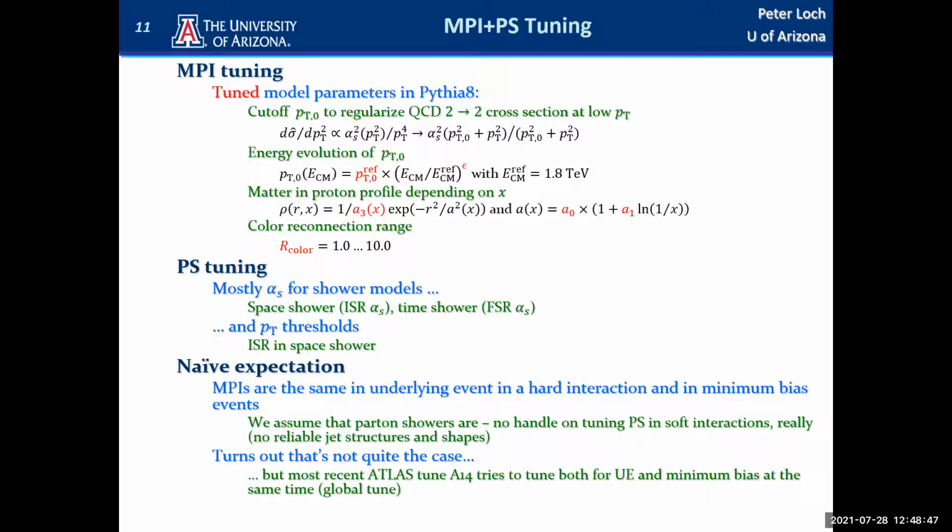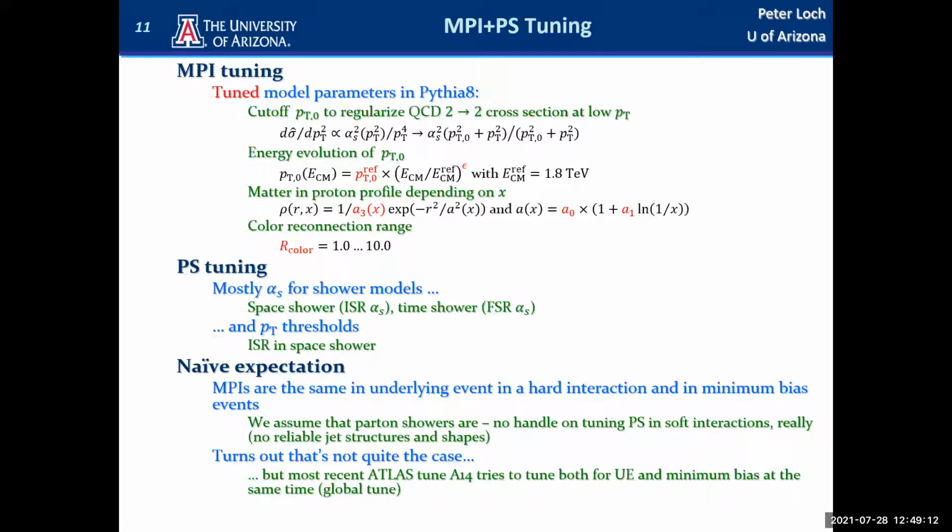You also tune the reconnection range, which has a value between 1 and 10 typically. In some tunes, we allow it to be 0. That means we have no color reconnection. This is also a free parameter in the tuning. Again, all this is phenomenological. We don't really have better theory guidance than that.